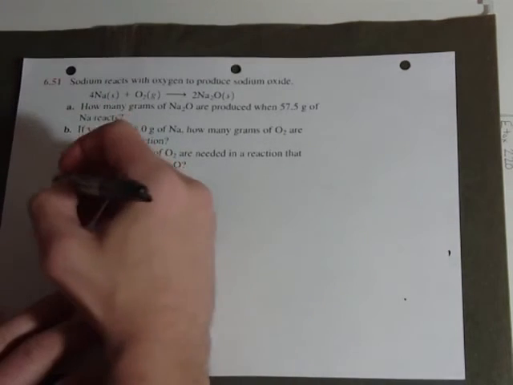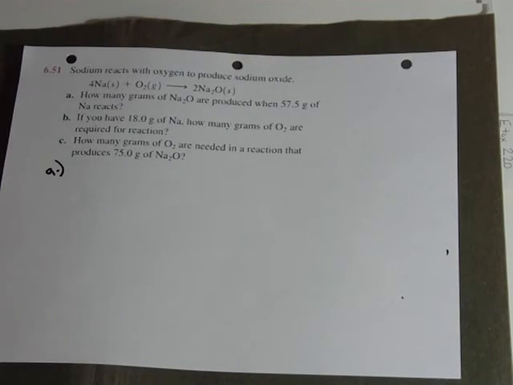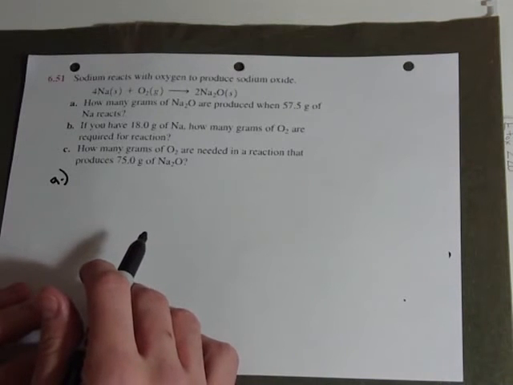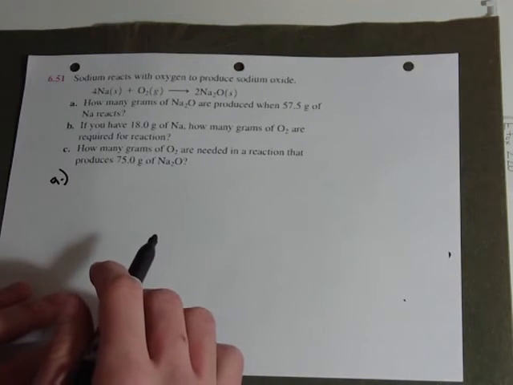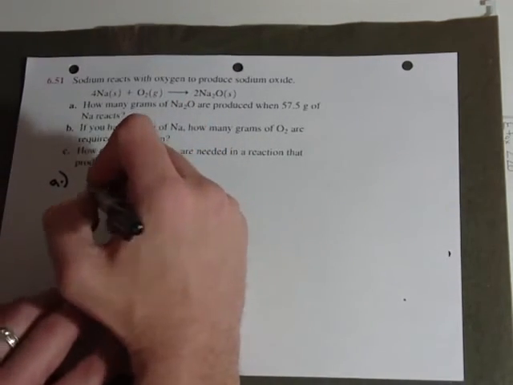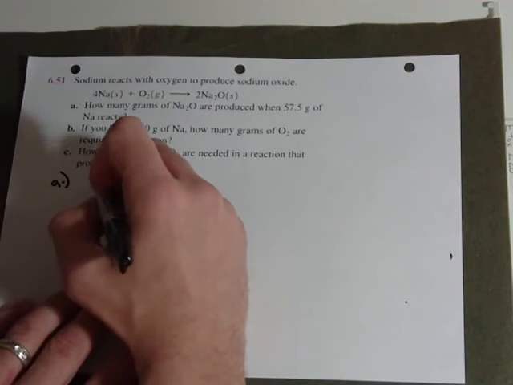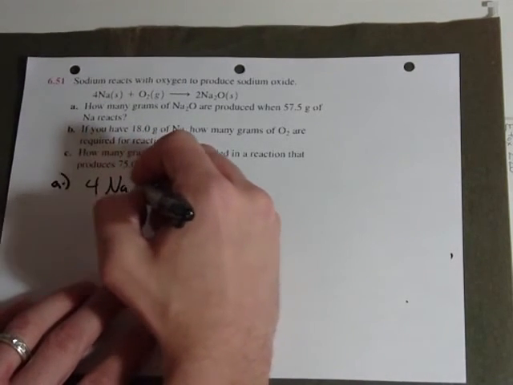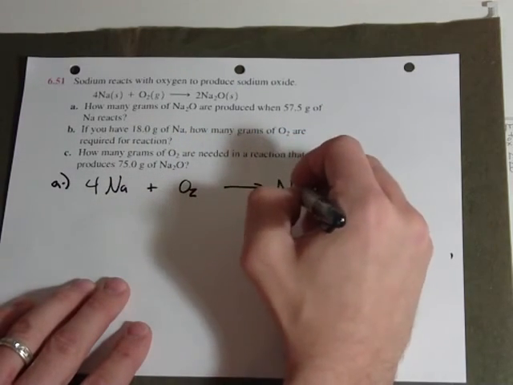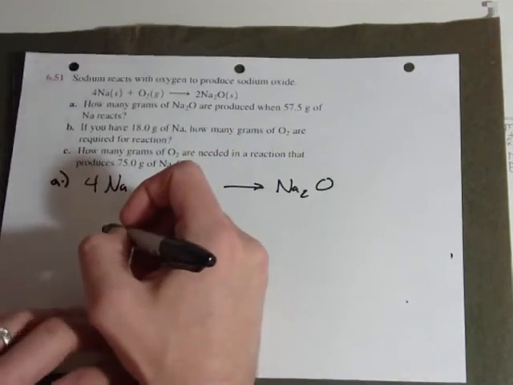And so in A, it asks us to figure out how many grams of Na2O are produced when 57.5 grams of Na reacts. How I would do this is I'm going to show you a method that kind of maps it all out. So here we have 4 sodiums plus O2 going to Na2O.